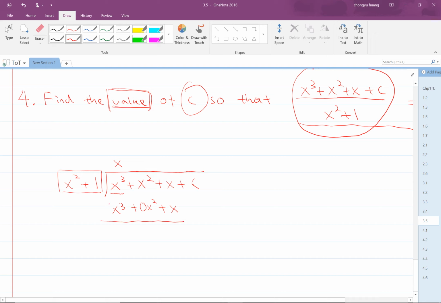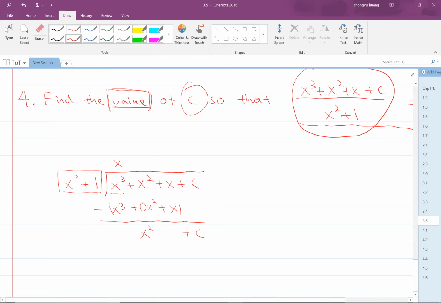So now, as always, we want to cancel out the terms. I will say it step by step. x to the power 3 minus x to the power 3 is equal to 0. And then x to the power 2 minus 0 is going to be x to the power 2. And then x minus x equals 0. So all that is left is x to the power 2 plus c.